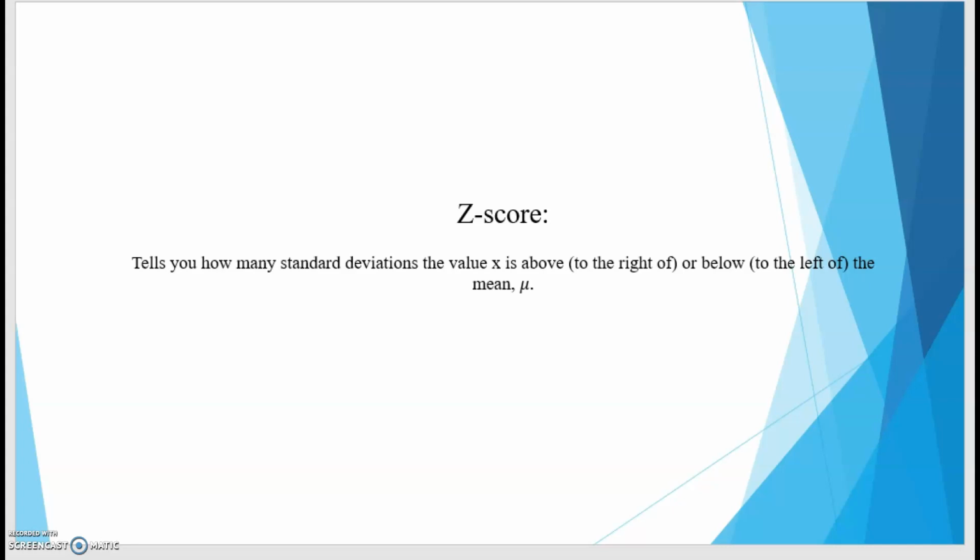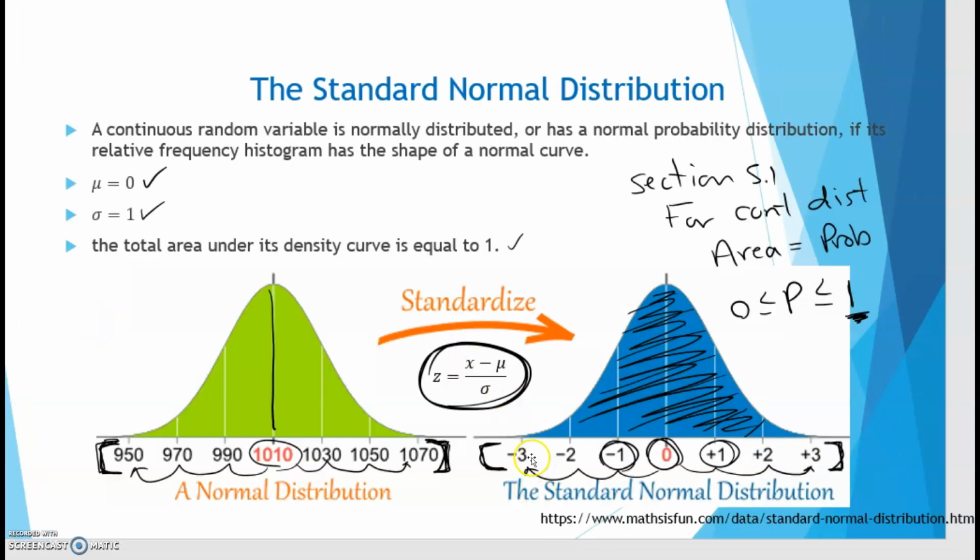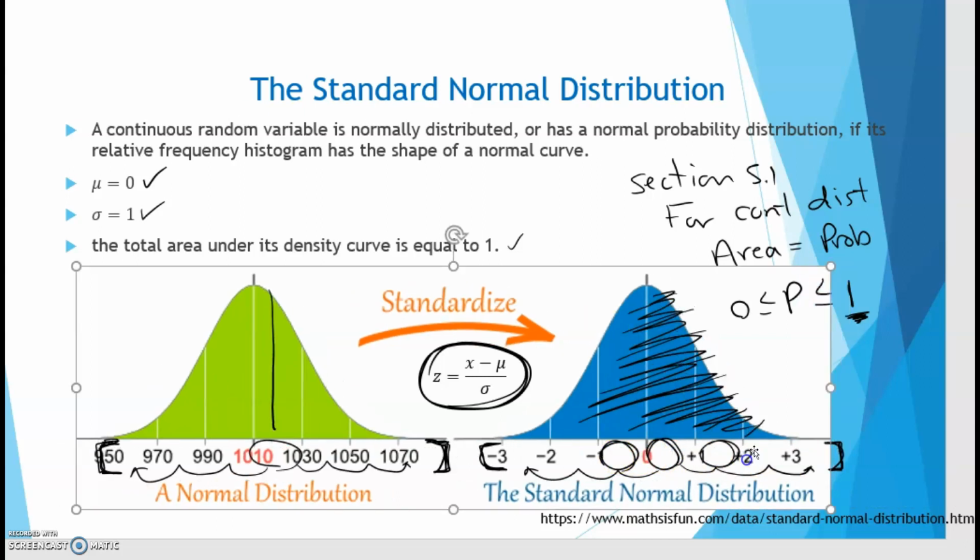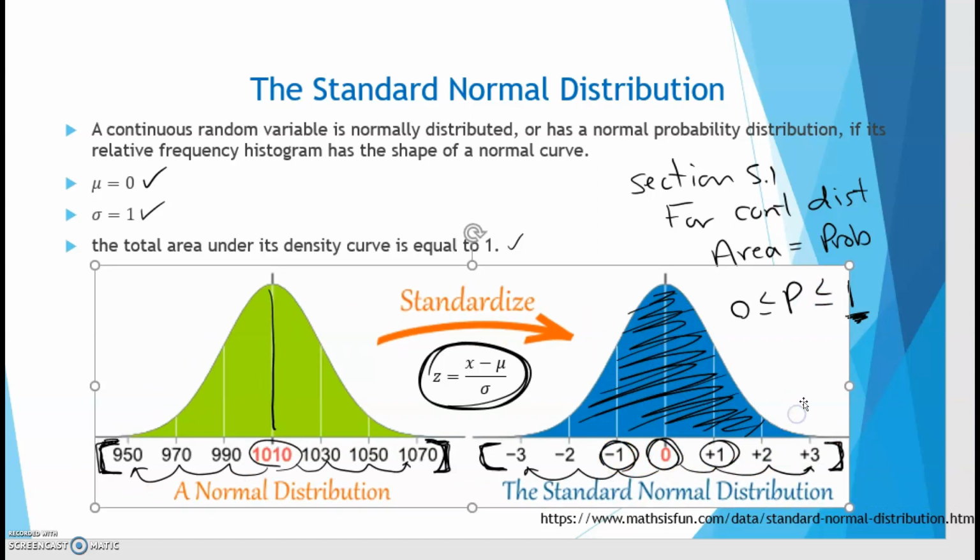Okay, now what a z-score will do is tell you how many standard deviations the x value is above or below the mean. If it's above the mean, it's going to be positive. If it's below the mean, it's going to be negative, like it is here. So if I've got below the mean, I've got negative z-scores. If I'm above the mean, I've got positive z-scores.